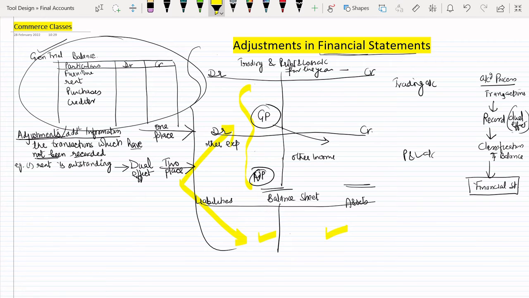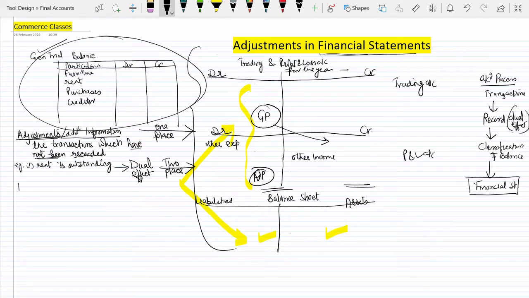Now this rule usually holds true in most of the cases except for stock losses. Stock losses is something wherein both the effects will go in trading and P&L. But otherwise this rule holds true for most of the things: of the dual effect which you are considering, one effect will go in trading or P&L at any place, and the other effect will be either an asset or a liability. Now how do we analyze this? That we will take up next time, but right now I am telling you just two things.